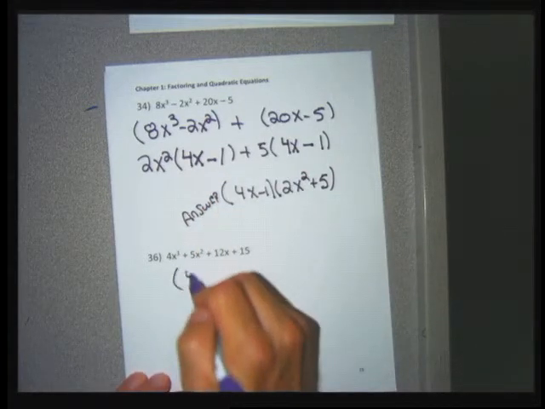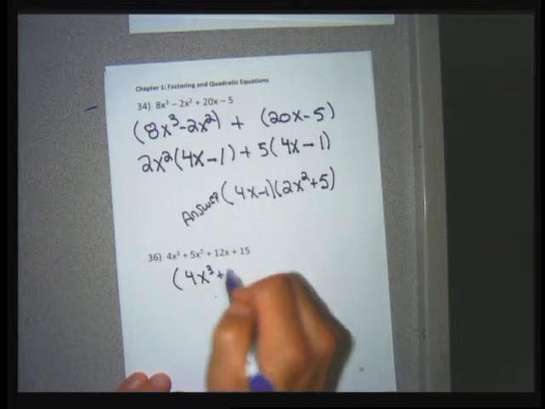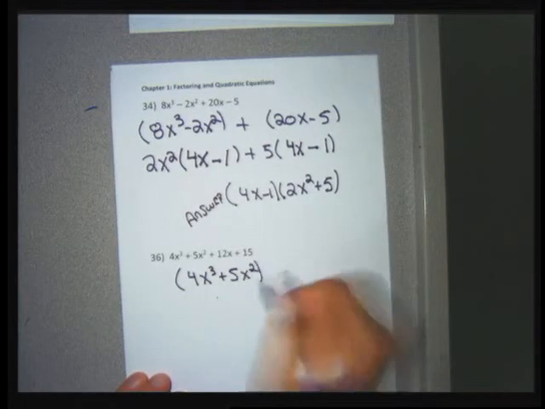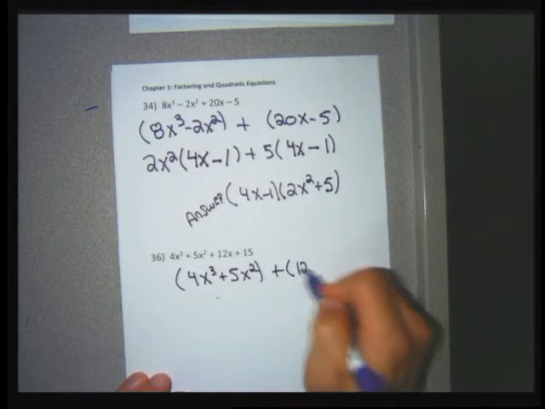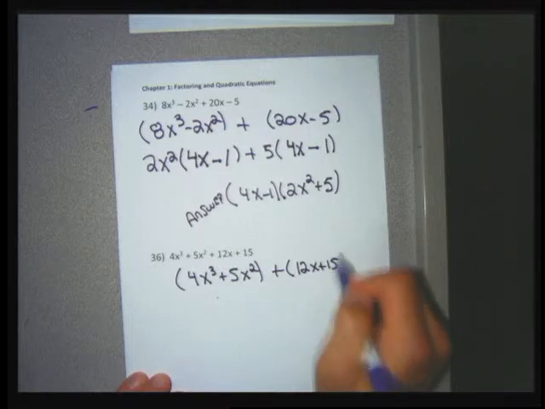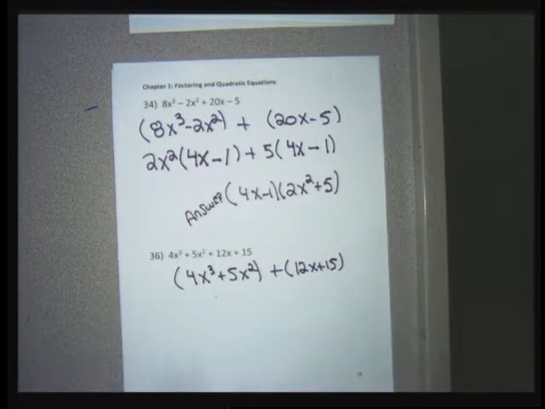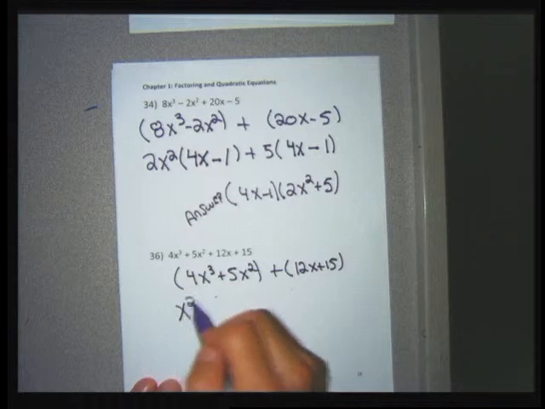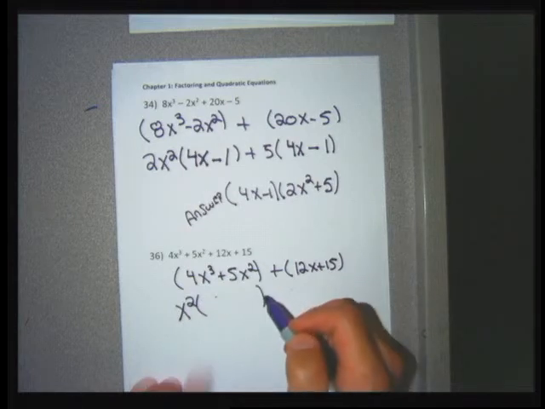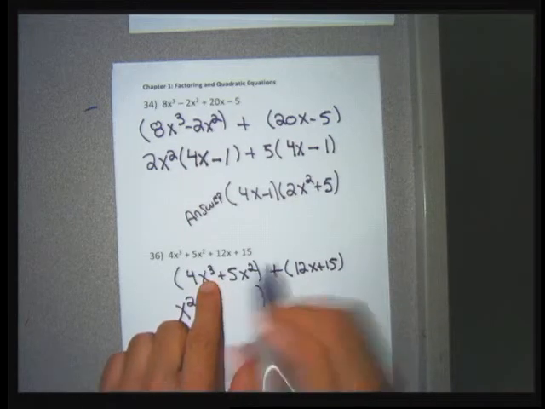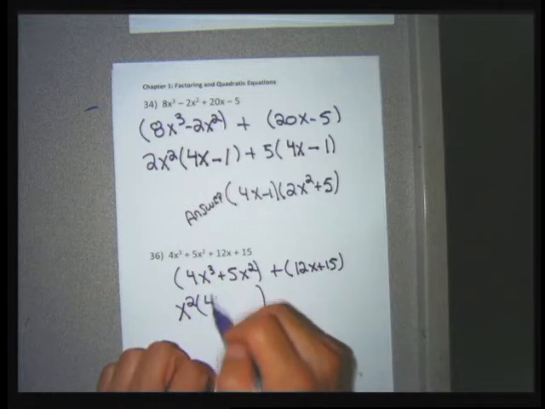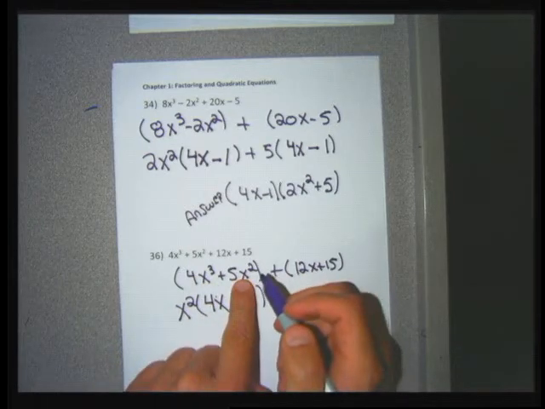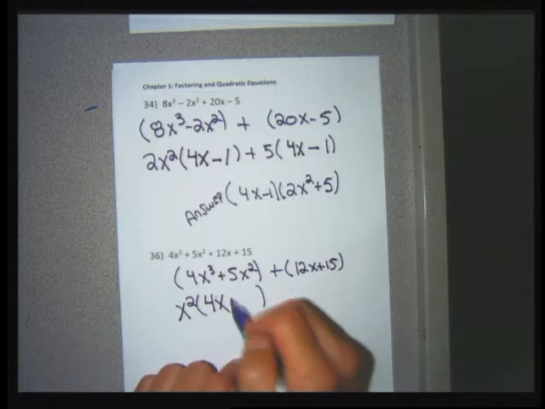So for this one, I'm going to go 4x cubed plus 5x squared plus 12x plus 15. First one, I'm going to factor out an x squared. When I factor out an x squared, this had 3 x's. I take 2 of them away. I'm left with 1x. I still have the 4. This had 2 x's. I took the 2 x's away. Now I'm just left with the plus 5.